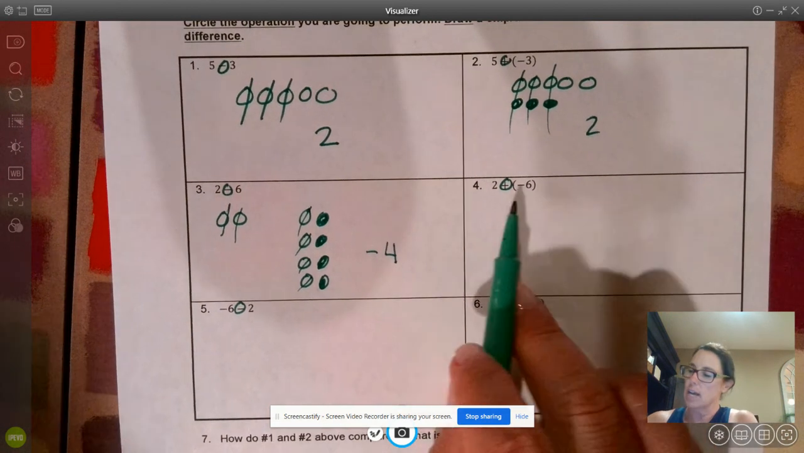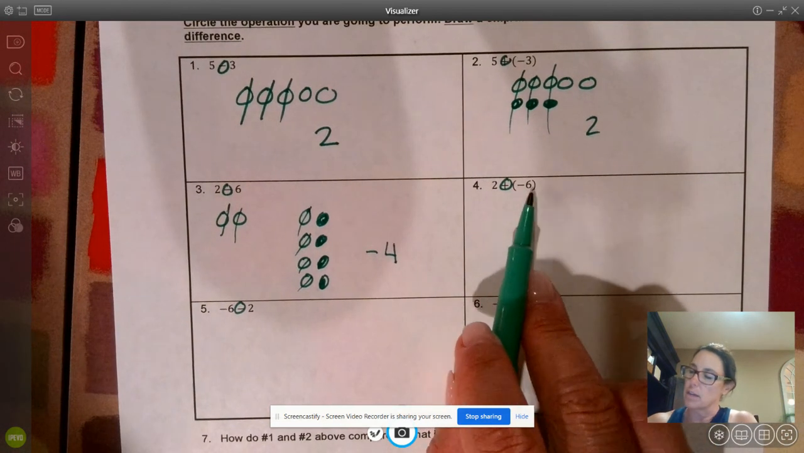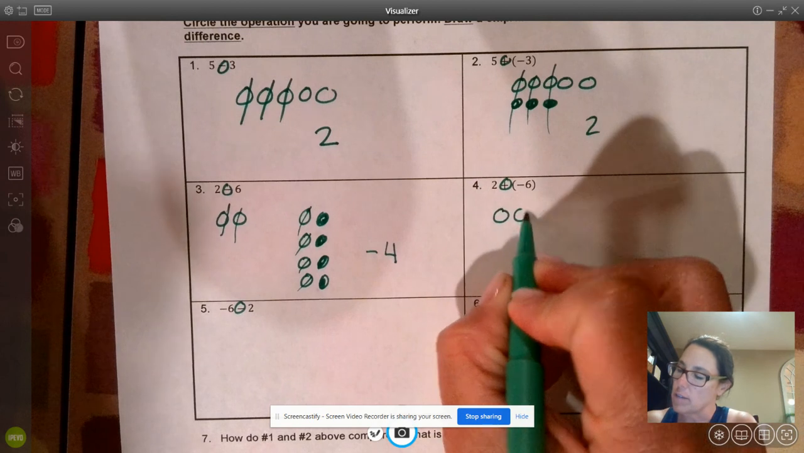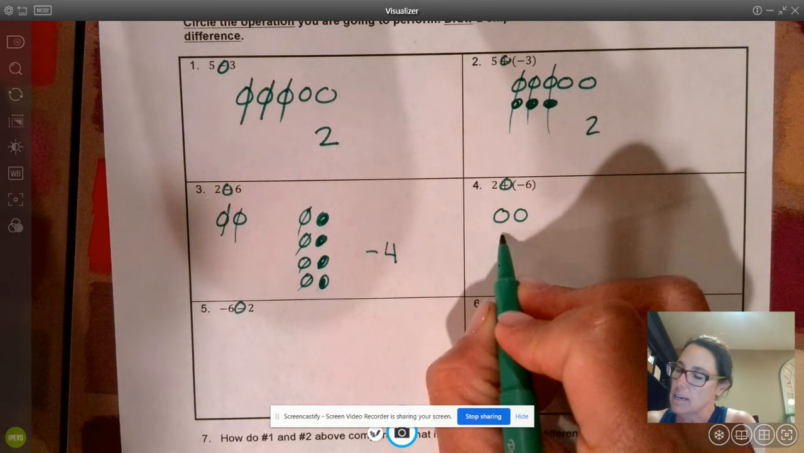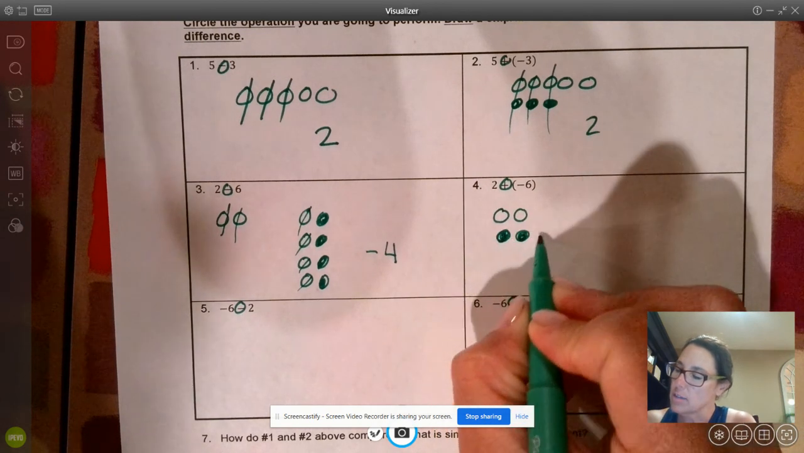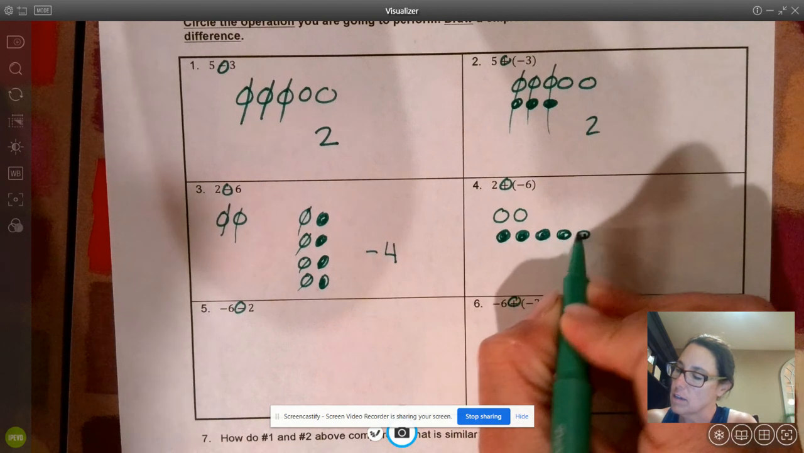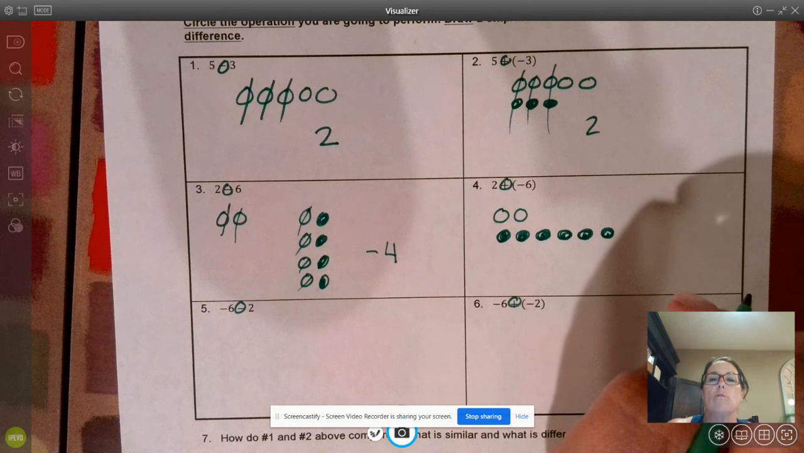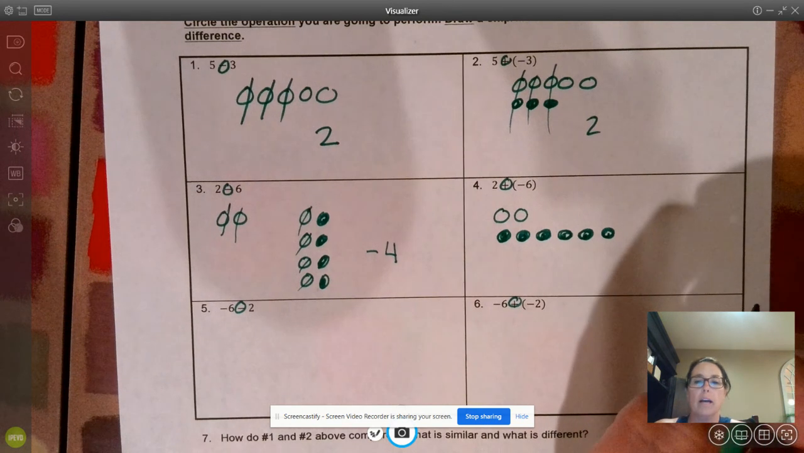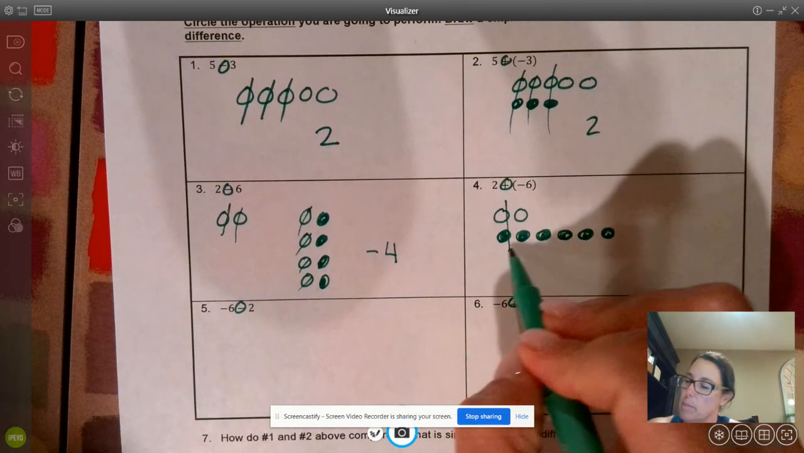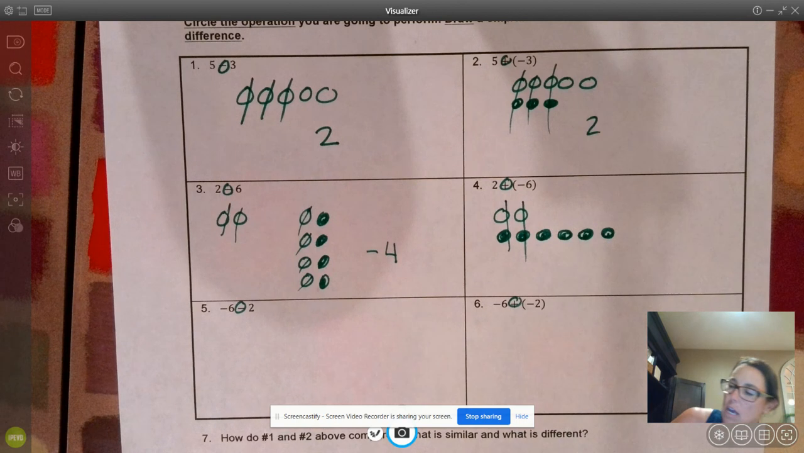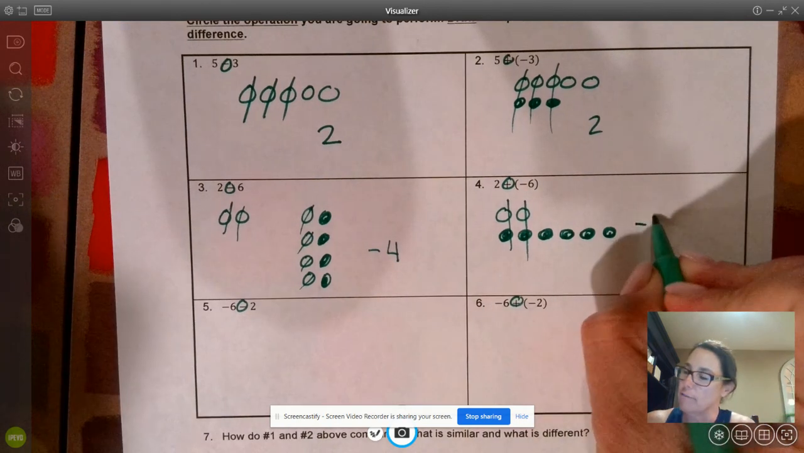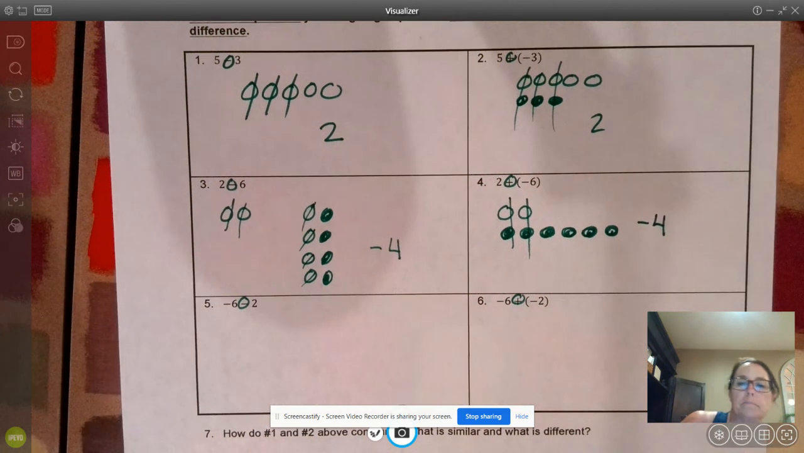All right, this guy, 2 plus negative 6. So I've got 2 positives and I'm adding in 6 negatives. When you add in, you then have to combine like terms, combine the 0 pairs, and then see what's left over. And what's left over is that 4 negative.